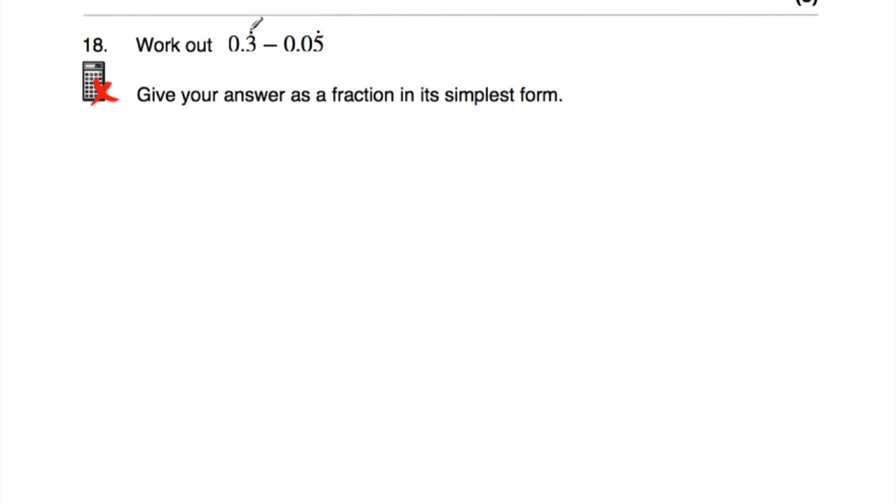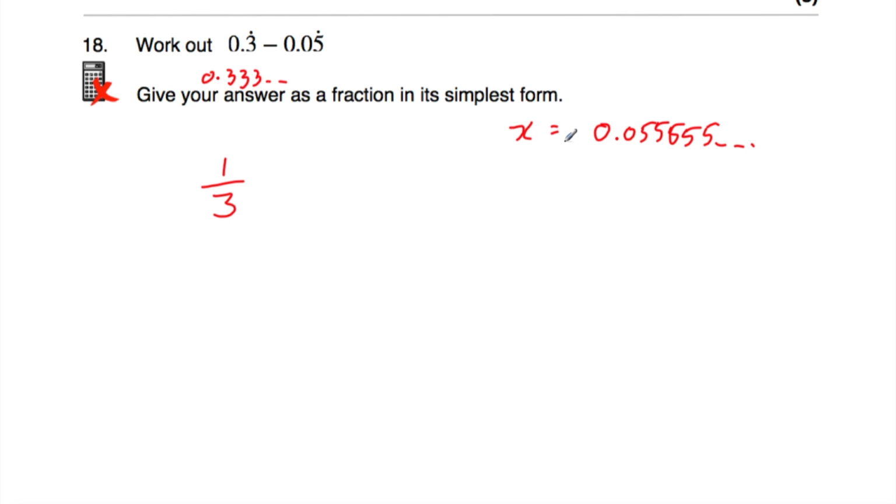Now 0.3 we've thought about, we know that's 0.333 and so on. That's a third. So we know that's a third already. And our 0.05 recurring, so 0.055555, let's change that into a fraction. So 0.05555 and so on, and that's equal to x.